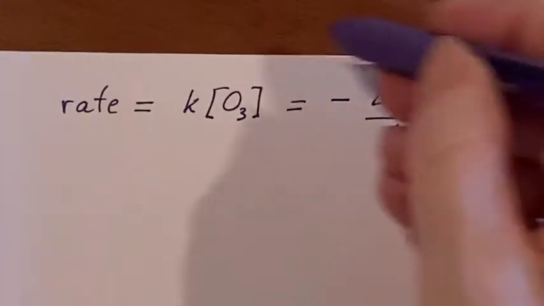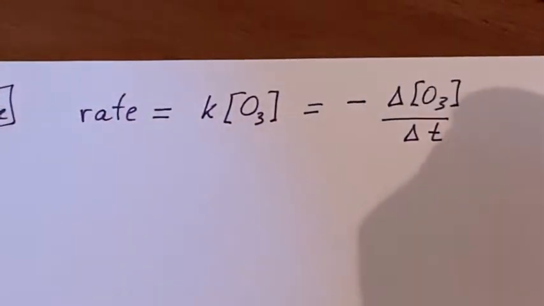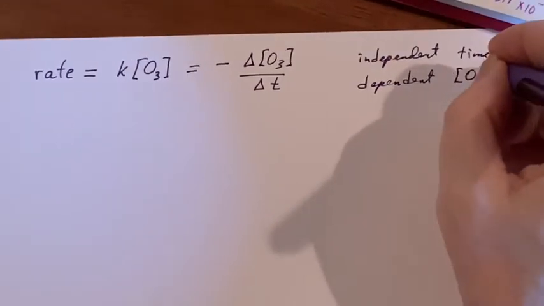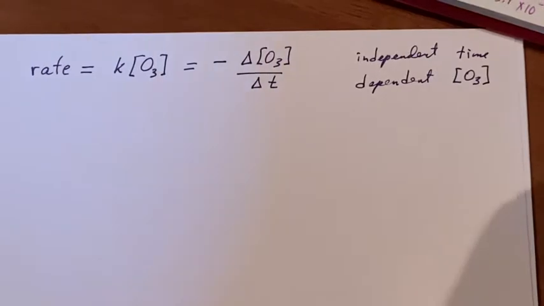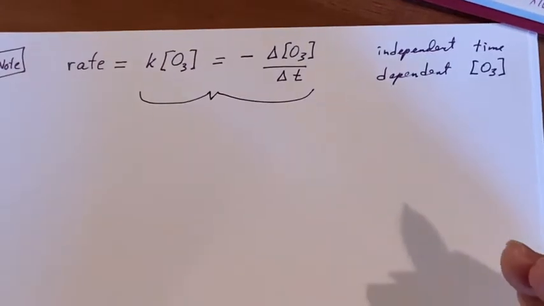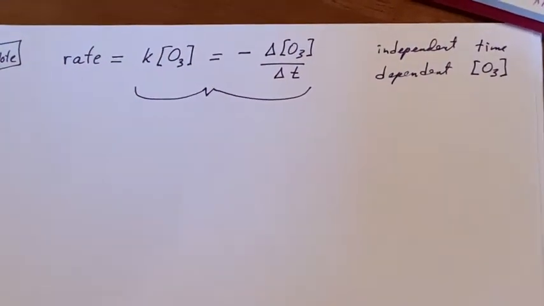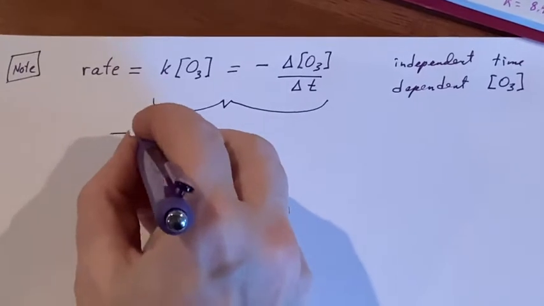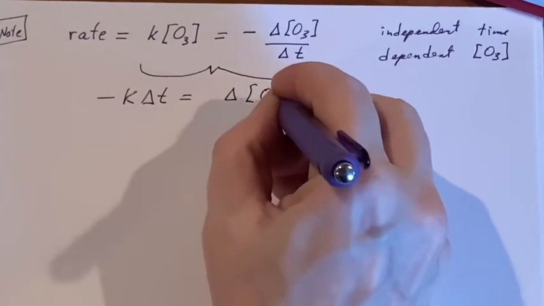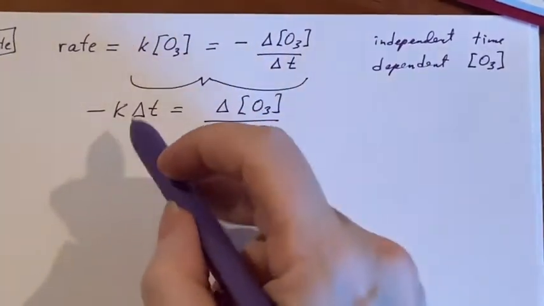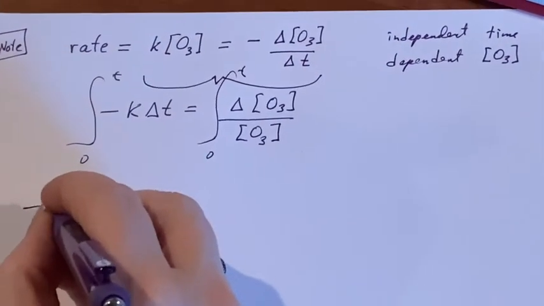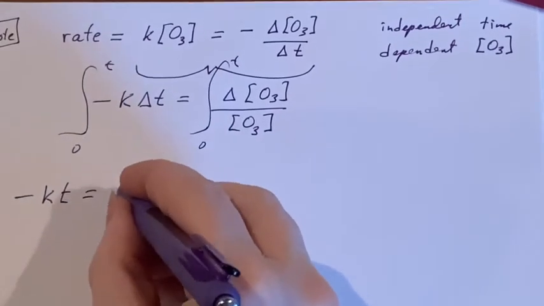Now, here's the thing that I can do. I can say to myself that the independent variable is time, and the dependent variable is the concentration of ozone. It could be of anything, but in this case, it's of ozone. So I can take this and rearrange it. I'm going to put all the ozone things on one side and all the time things on the other side. So minus k delta t equals delta of ozone over ozone. I don't want a delta t, so I'm going to integrate both sides, 0 to t. And I would end up with minus kt equals the natural log.